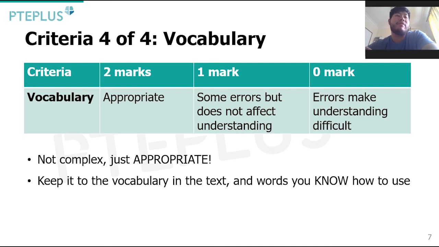Once again, this is given to you because you don't need to have complex vocabulary, just have appropriate vocabulary and have vocabulary that you know, and vocabulary that you know how to spell. So you can see here for vocabulary, we are given 2 marks for appropriate vocabulary, 1 mark for some errors but does not affect the understanding, and 0 marks for errors that make understanding difficult. So keep it to the vocabulary in the text and the words you know how to use.